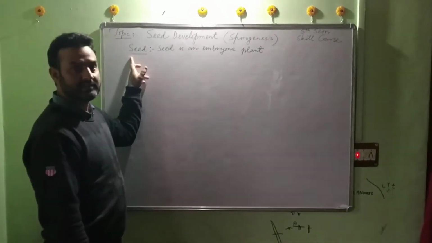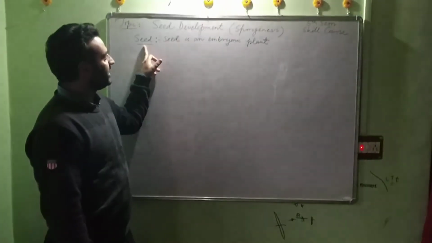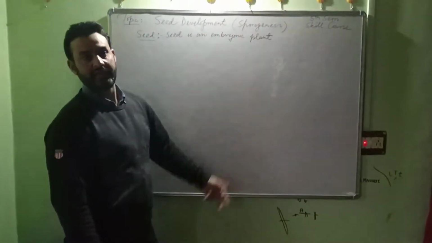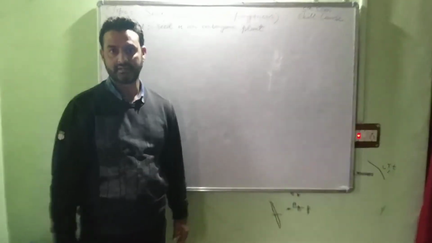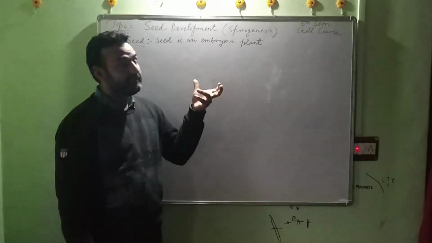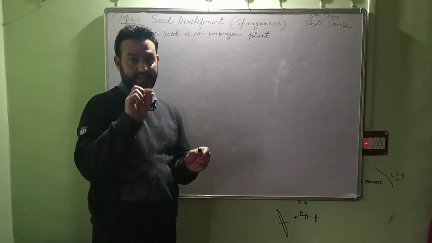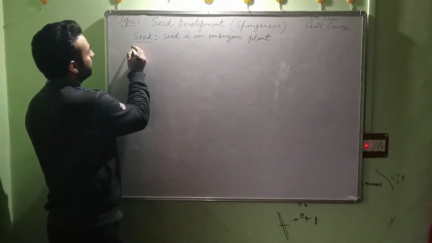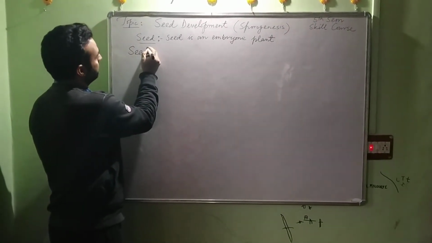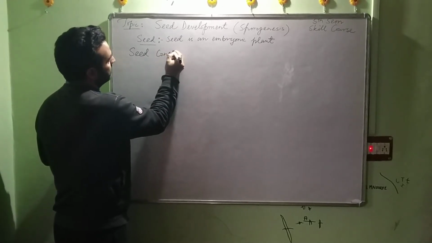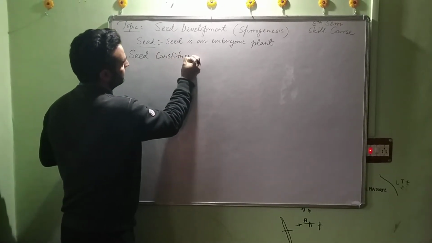Now we will discuss what is actually a seed. A seed is an embryonic plant, so we can also say that a seed is a future plant. And where does this plant come from? It comes from the seed. So first of all, we will discuss the constituents of the seed.